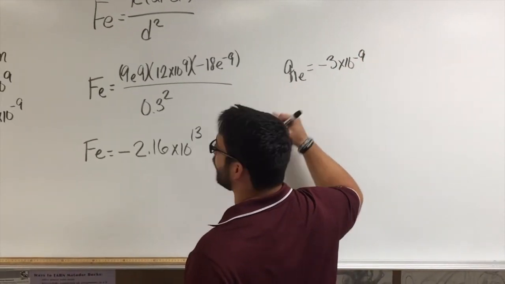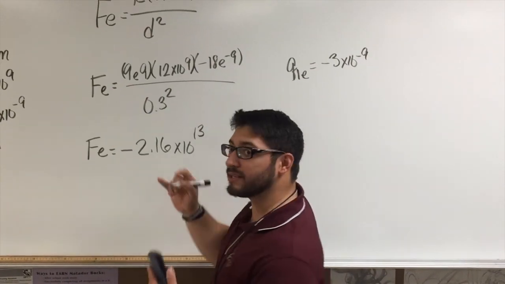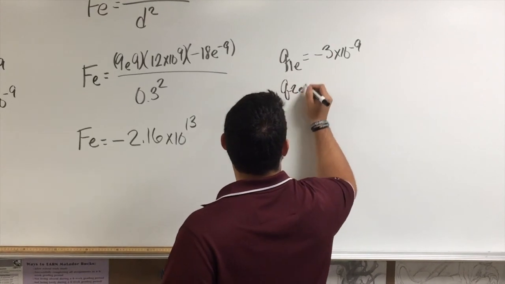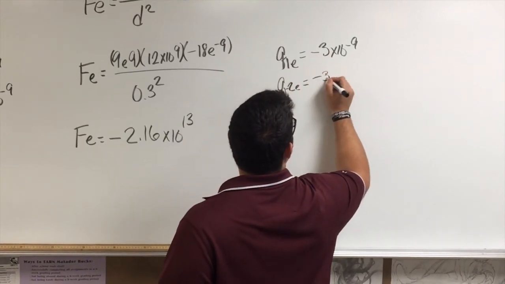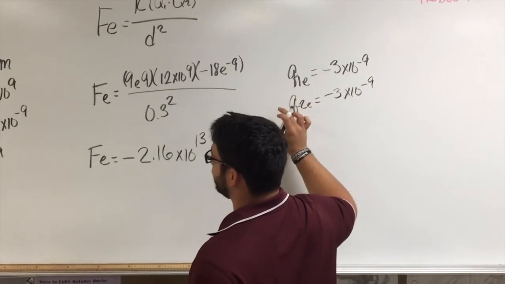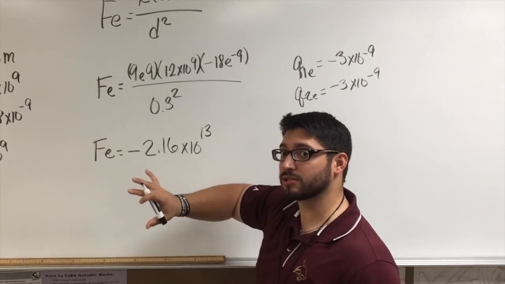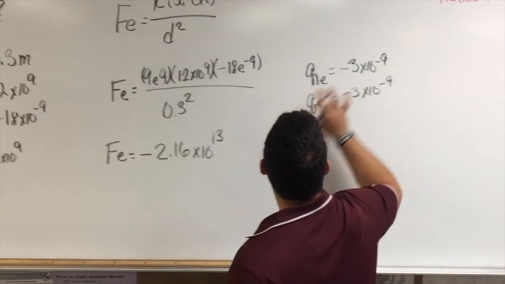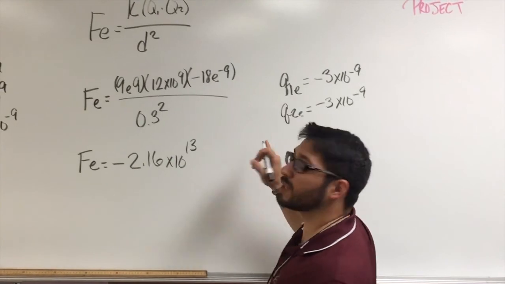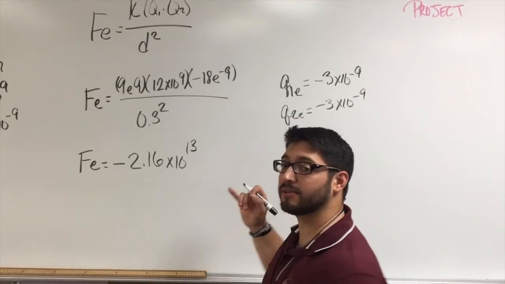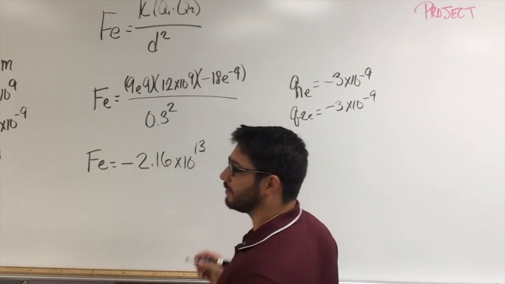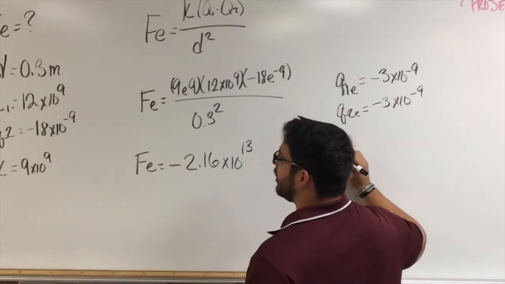Well, if both of them are going to be in equilibrium, we still need two charges to do this equation. So my Q2 E is going to be negative 3 times 10 to the negative 9. So both of these are going to be the same. Now, the rest of the equation doesn't change, just these two here. And it's important to remember that if they're in equilibrium, you don't just put it one time, you have to put it twice. Because if not, there's going to be no electrostatic force between the two of them.